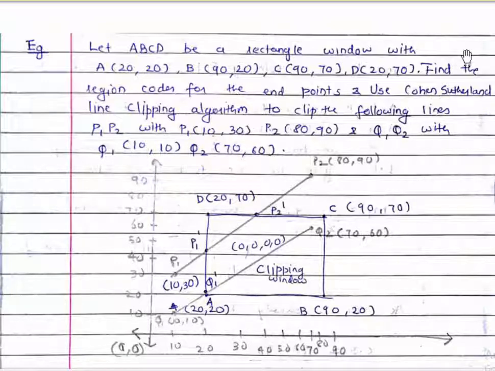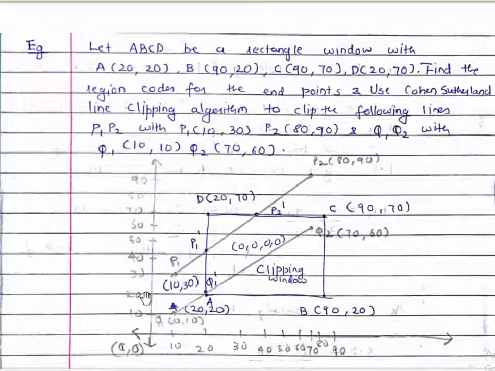Now what we have to do is find the region codes for the endpoints and use the Cohen Sutherland line clipping algorithm to clip the following lines: P1 P2, with P1 as (10, 30). So we have assigned P1 over here, (10, 30).